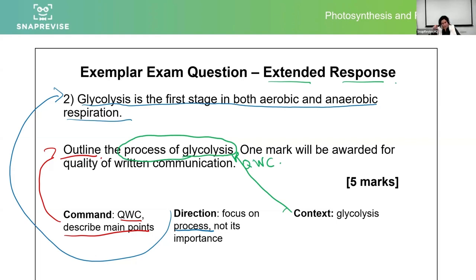So just write out little bullet points of what would be your 5 marks, basically. Don't write out full sentences. We don't have time for that.